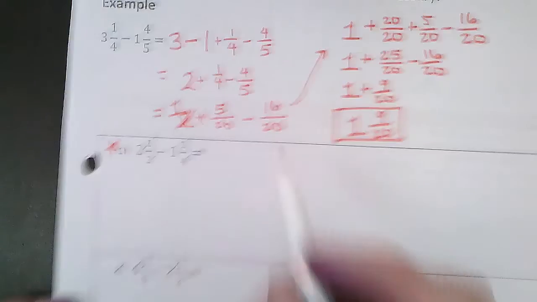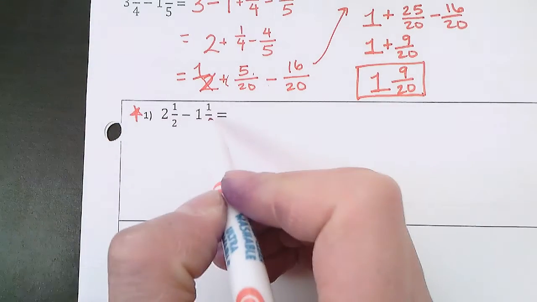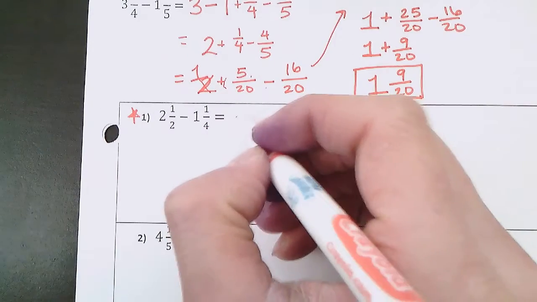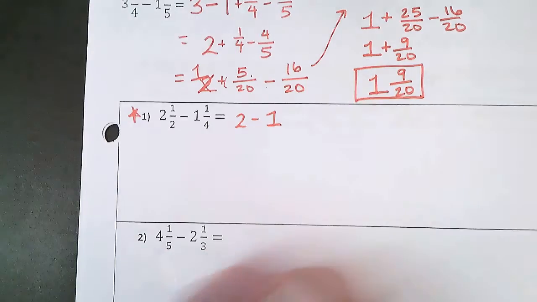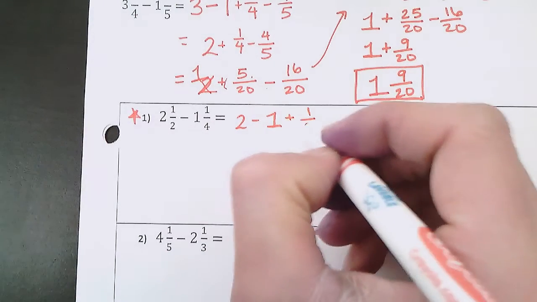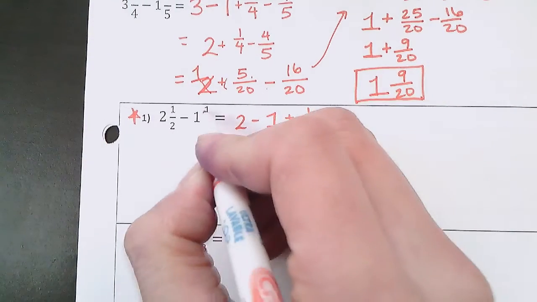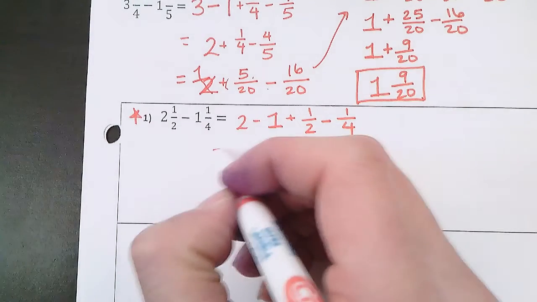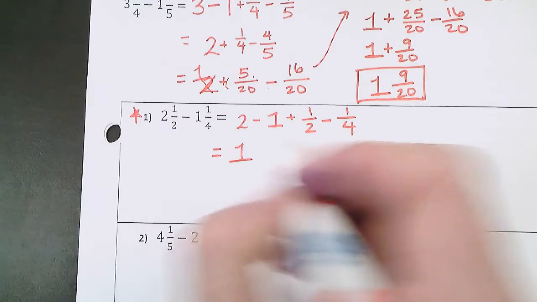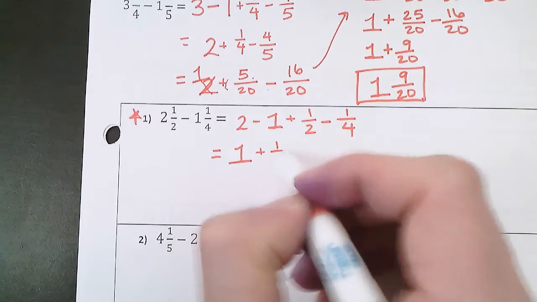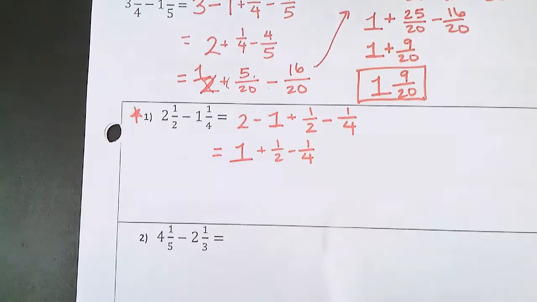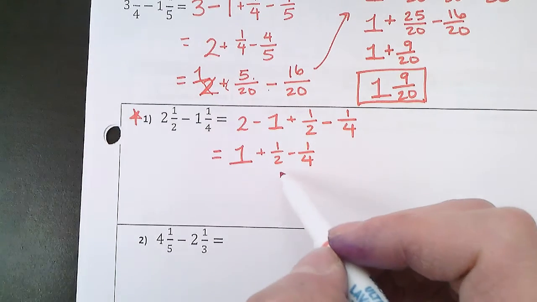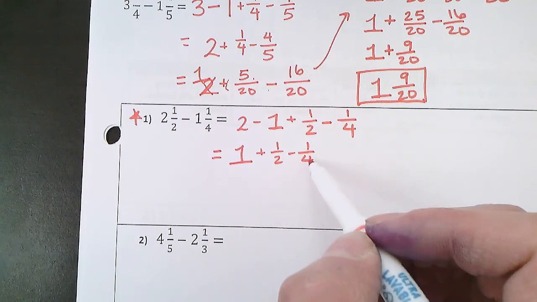Let's do it together. 2 1/2 minus 1 1/4. So we're going to subtract the whole numbers. 2 minus 1, and then we have the fractions, plus 1/2 minus 1/4 here. And so we get 1, which is 2 minus 1, plus 1/2 minus 1/4. And then from here, I have to figure out what is my common denominator. In this case, my common denominator is 4.